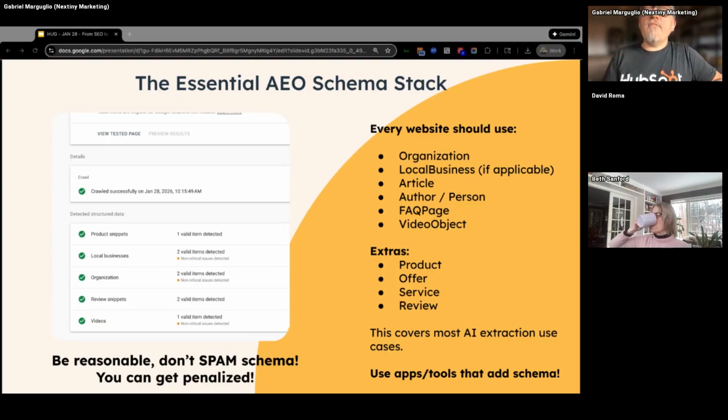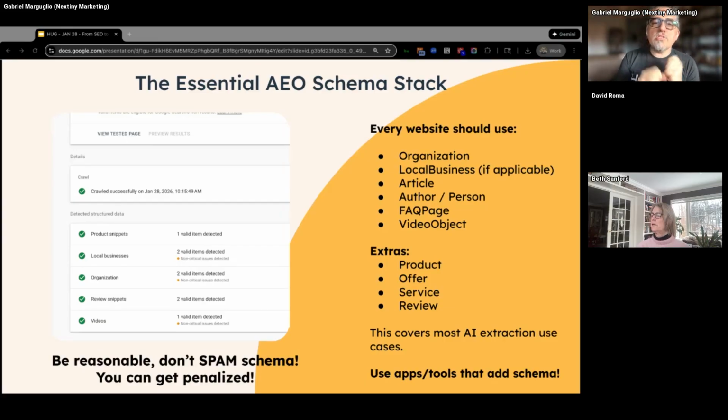FAQ page, very important, because if you're answering your ideal client's questions on your website, on your blogs, on your webinars, you want the FAQ to be marked as an FAQ. Therefore, if you have an FAQ on a page, if you have questions and answers on a blog, if you have a webinar, a podcast, all of those have questions.